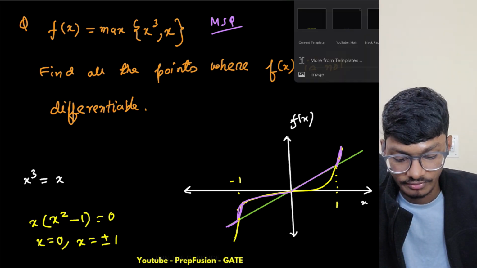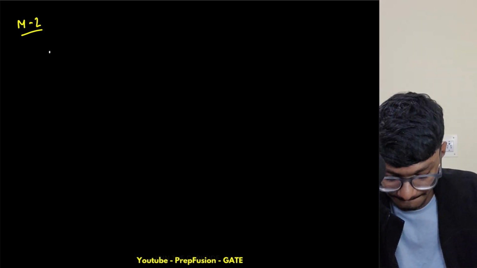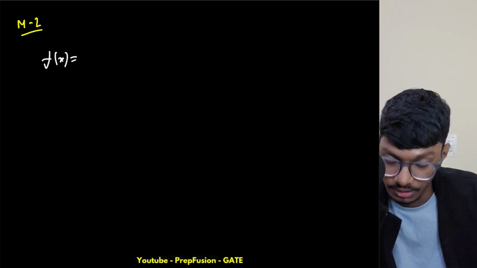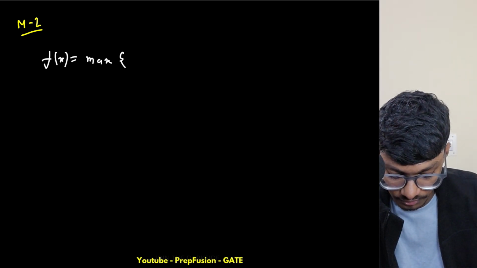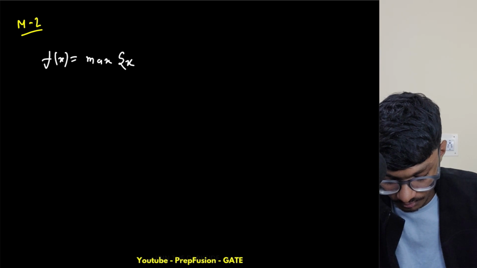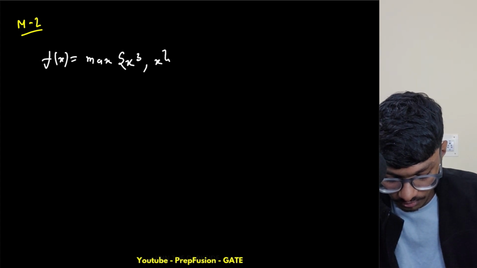Now you can solve it using method 2 as well. How to solve using method 2? Simply, you solve it using the conventional method. What is the conventional method? You write the function directly and break it down into different parts. What is my function? My function is max of x cube and x.